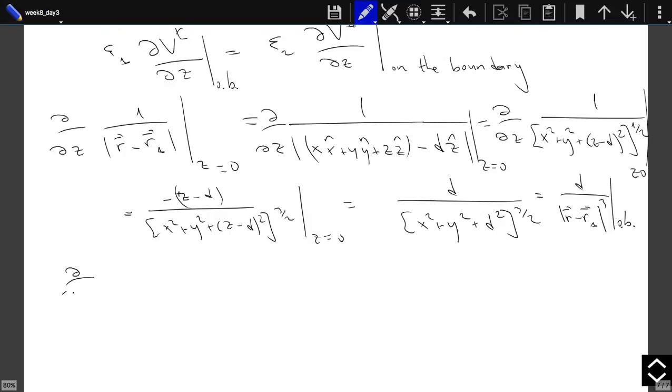Now I can do the same thing for 1 over R minus R2, but you see R2 is basically the same thing as R1, with the only change that instead of D, I have to put minus D everywhere. The derivation will be identical, so it will be minus D over R minus R2 cubed on the boundary.